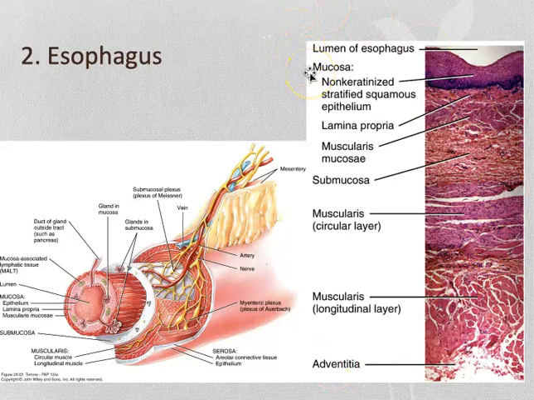The mucosa is made up of non-keratinized stratified squamous epithelium, so that's what you're seeing here. Lamina propria, which is just connective tissue underneath. And the bottommost layer of the mucosa is always this muscularis mucosae. And that's sort of this darker pink band right on this image.